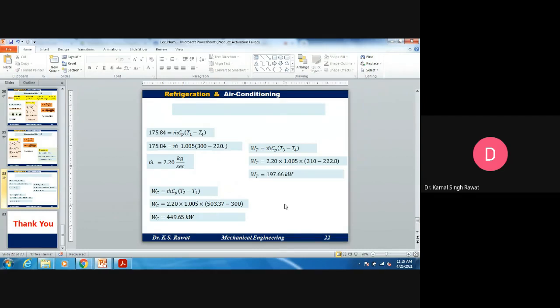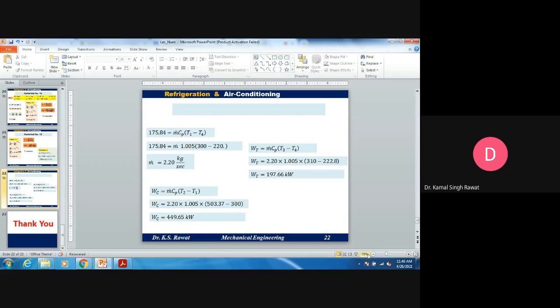What is W net? W net is equal to WC minus WT. Tell me the value of W net. So 252. Exactly 252. Sir, ये आ रहा है 251.98. Okay. So it means the work required is 252 kilowatt.